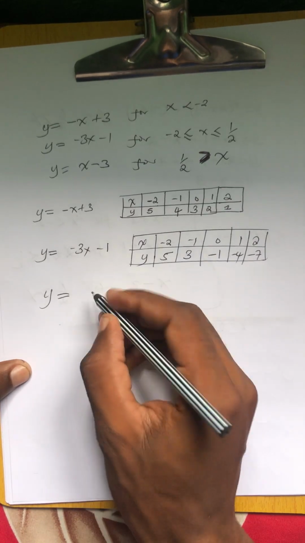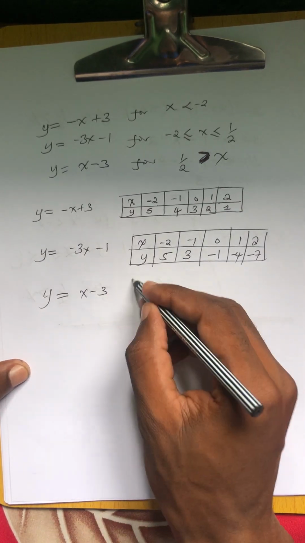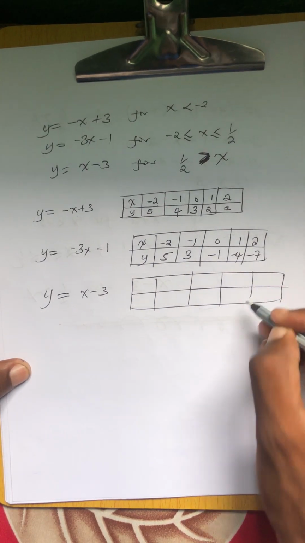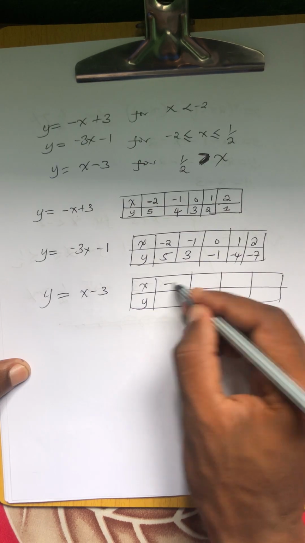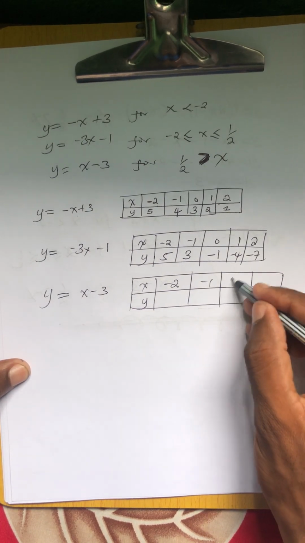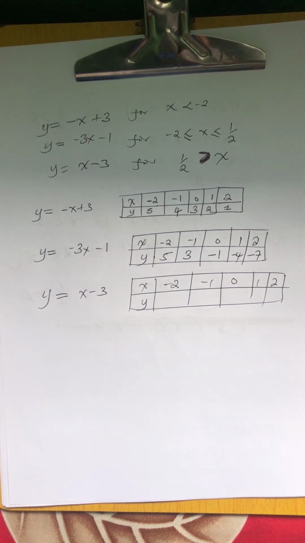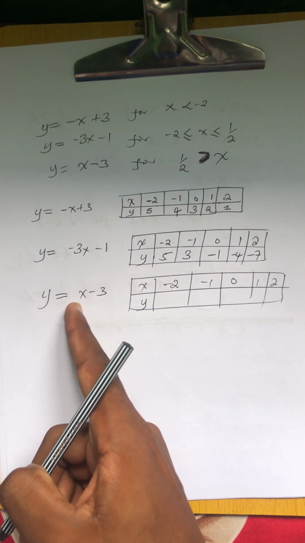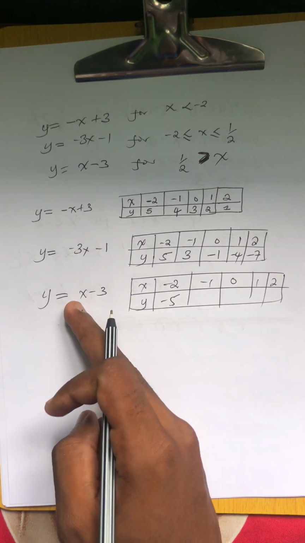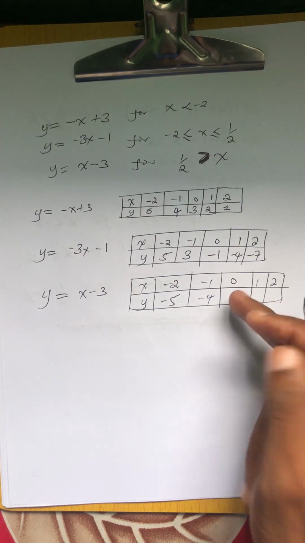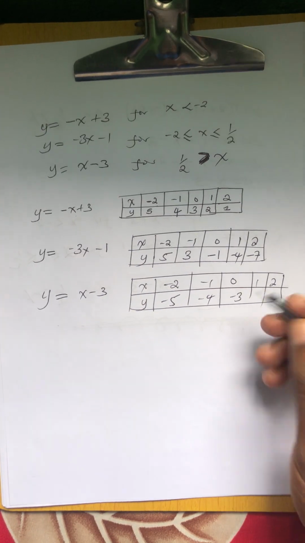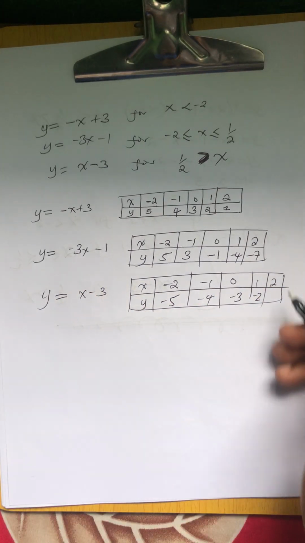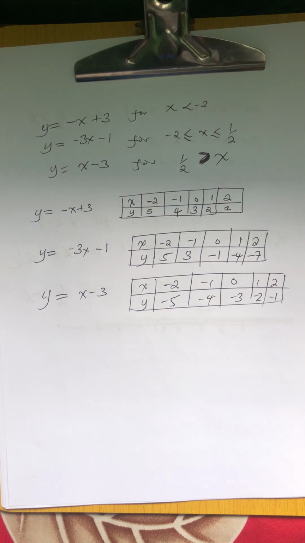Then y is equal to x minus 3. Also make its table of values. Okay. Then x, y, and say negative 2, minus 1, 0, 1, 2. Like that. Okay. Then we say if x is negative 2, then y will be minus 5. If x is negative 1, then y will be minus 4. If x is 0, then y will be minus 3. If x is 1, then y will be minus 2. If x is 2, y will be minus 1. Like that. Beautiful.